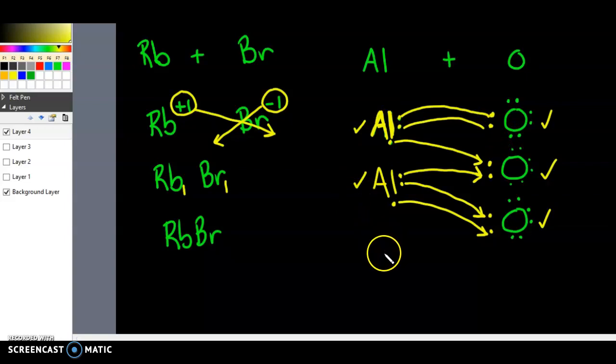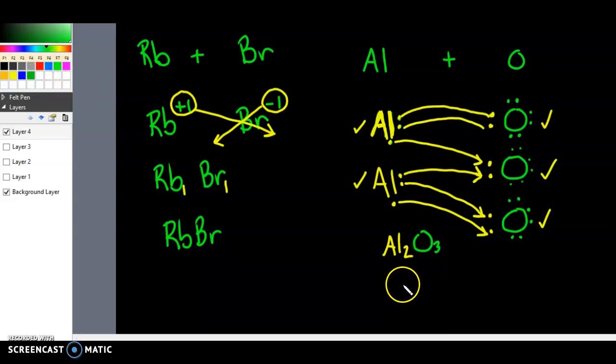So if I count that up, I have 2 aluminum, and I have 3 oxygen, Al2O3. Now, this is one method you can go about trying to figure out how many of each atom you get in your ionic compound. The other way is like we were doing over here.